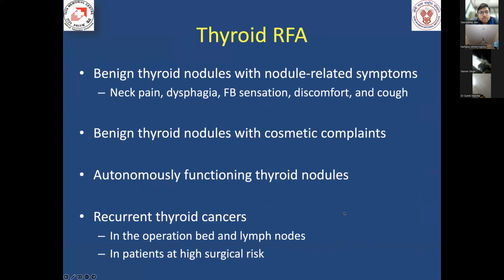In general, the thyroid RFA began with the treatment of benign thyroid nodules. Over a period of time, it was successful, especially in Japan and Korea. It was started off for cosmetic reasons. Then it was expanded for autonomously functioning thyroid nodules, where the patient wanted to avoid surgery. But seeing the success for benign thyroid nodules, the indication started expanding to the malignant subset. Essentially, we started treating thyroid cancers.